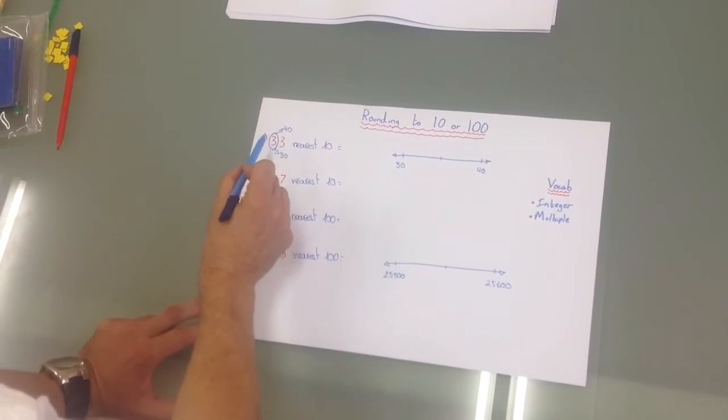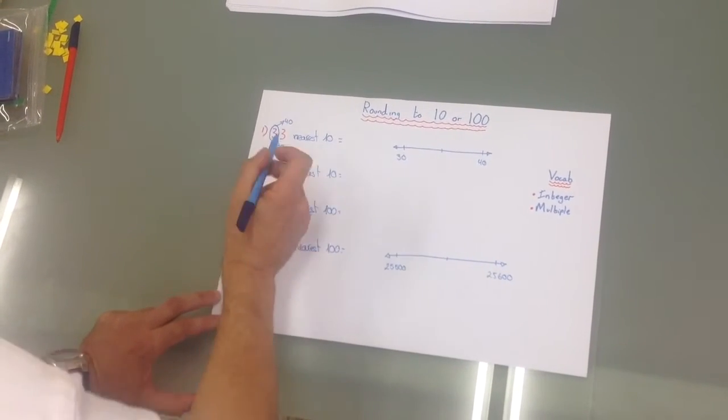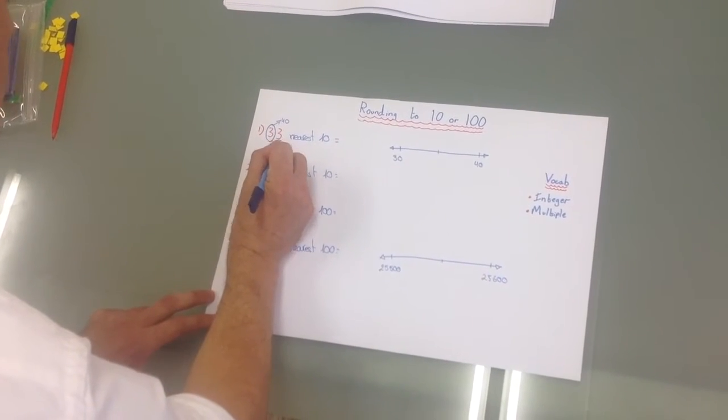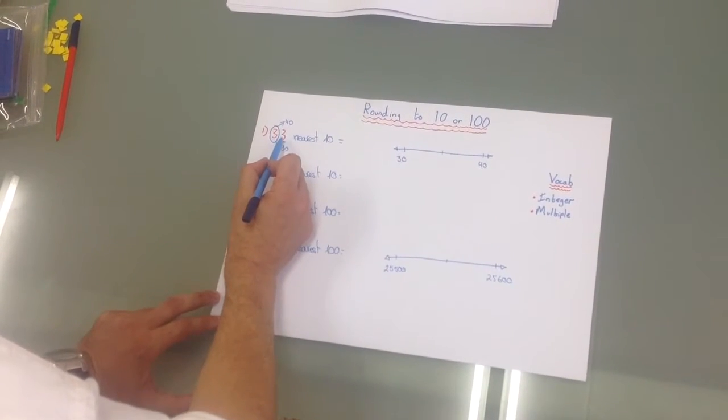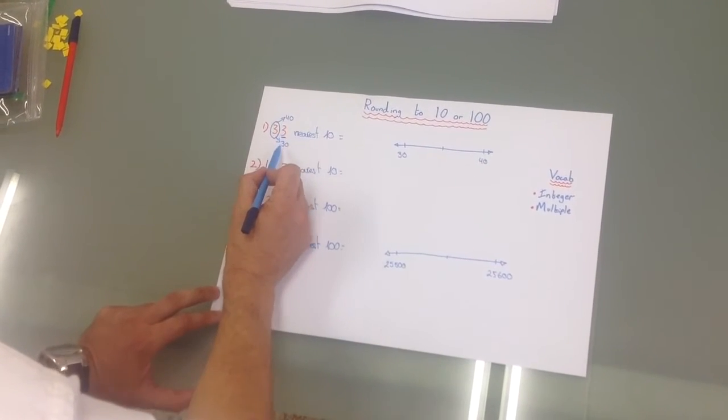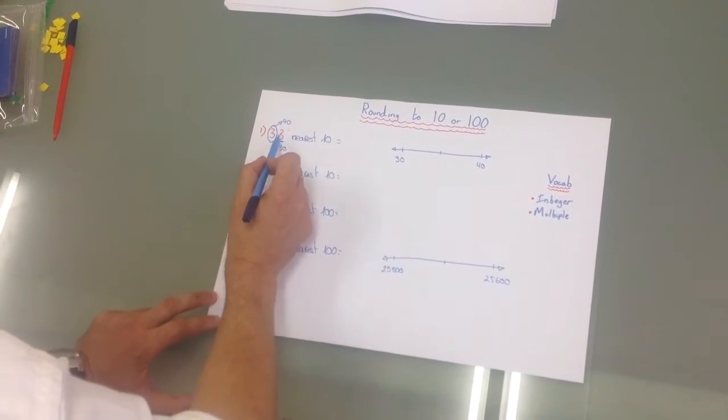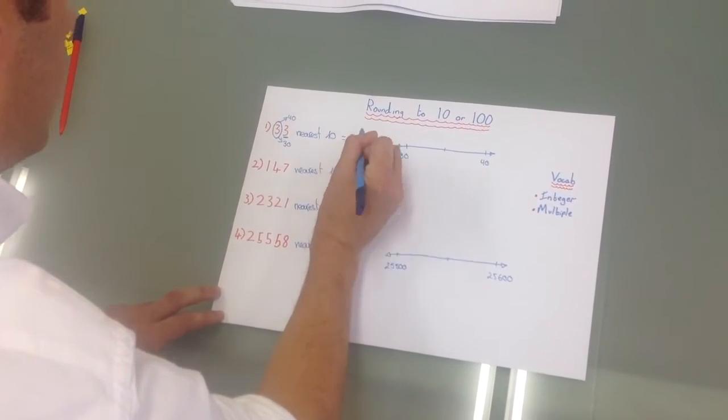In order to find out what is the correct answer, we've got to look at the next digit, the one in the unit, or ones. It's a 3, that means that it's much closer to 30 than to 40. Therefore, the answer will be 30.